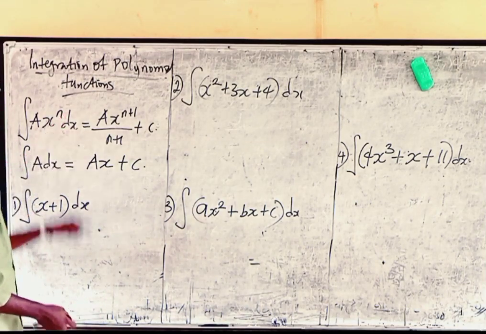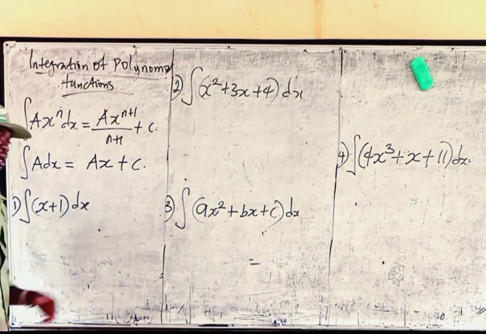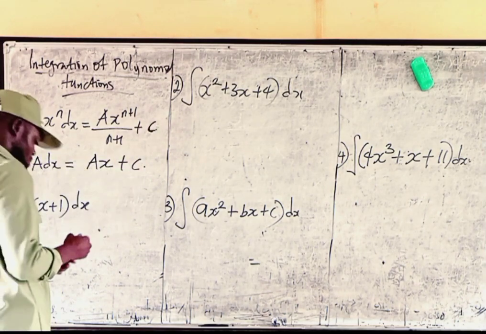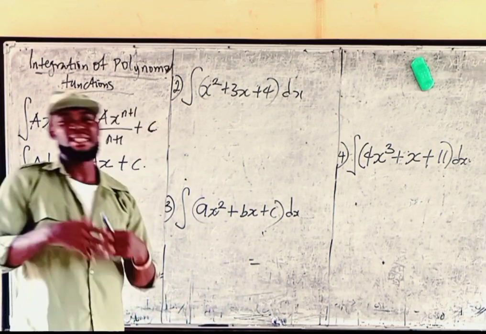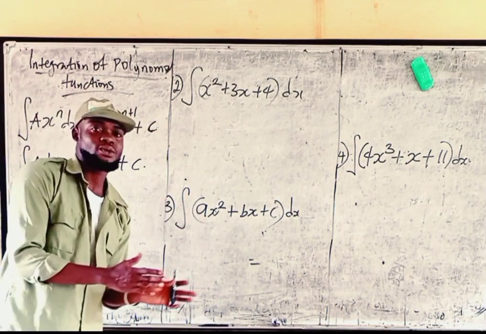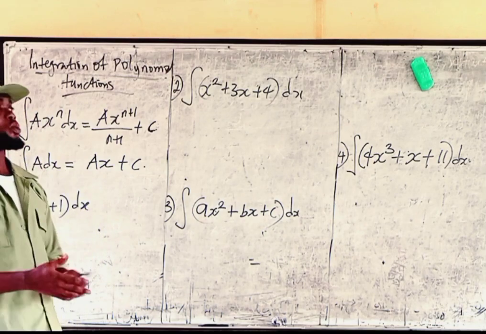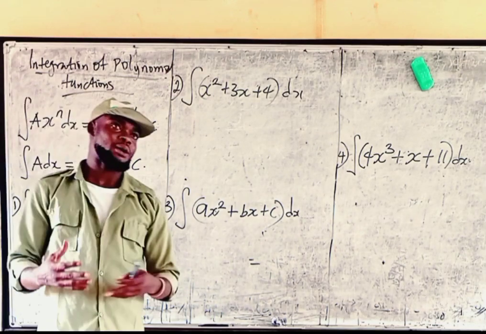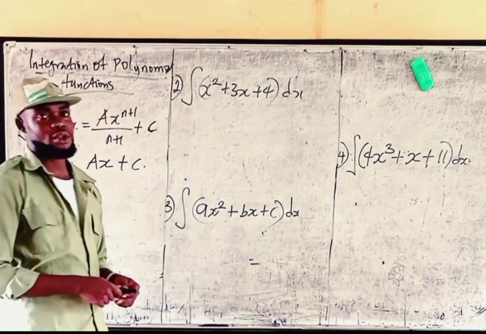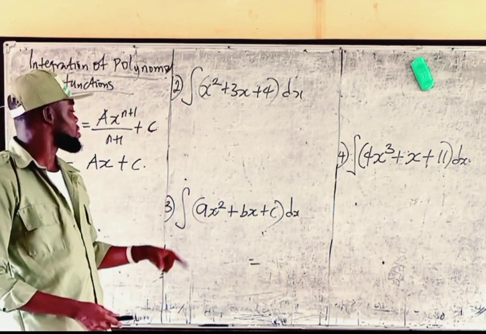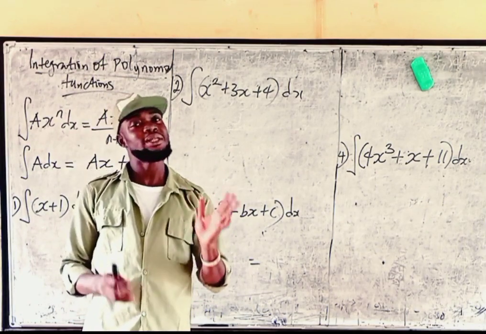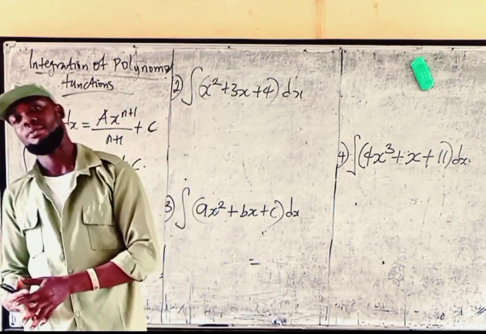It means you should add 1 to the power and divide everything by that same new power, and add plus c to it. Now, what is the meaning of plus c? That plus c means the integration constant. You add it to the answer you obtain from integration questions when you are solving indefinite integration. When you are doing definite integration, there's no need of adding plus c to it.